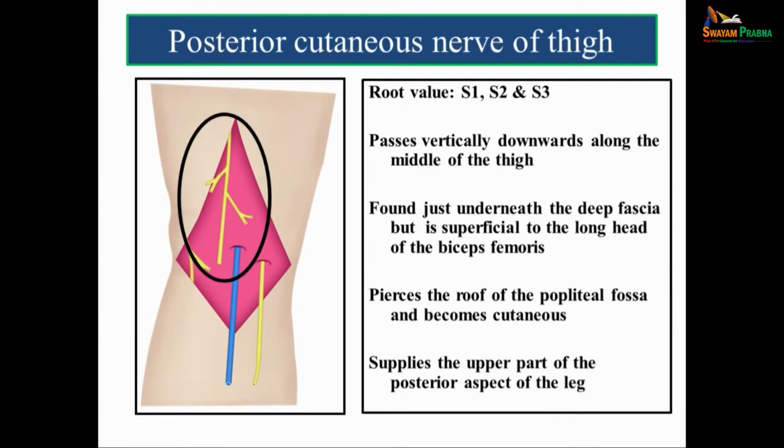Now let us briefly describe these contents. The posterior cutaneous nerve of thigh has the root value of S1, S2 and S3. This nerve passes vertically downwards almost in the middle of the thigh, and it is found just underneath the deep fascia, but superficial to the long head of the biceps femoris. It pierces the roof of the popliteal fossa and becomes cutaneous, and finally supplies the upper part of the posterior aspect of the leg.